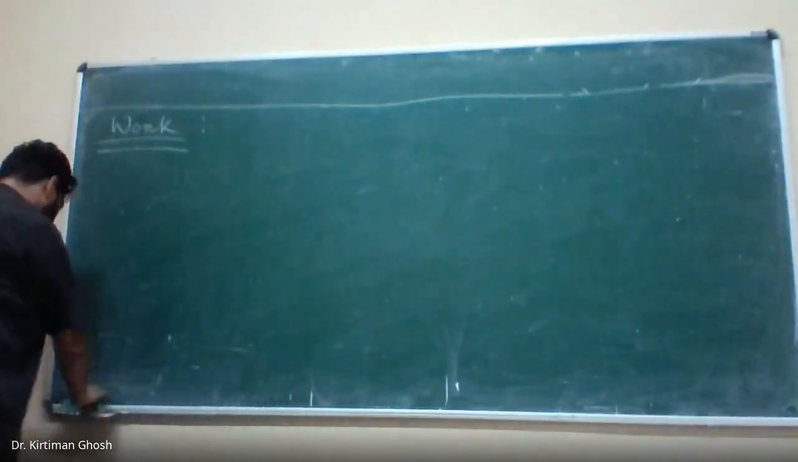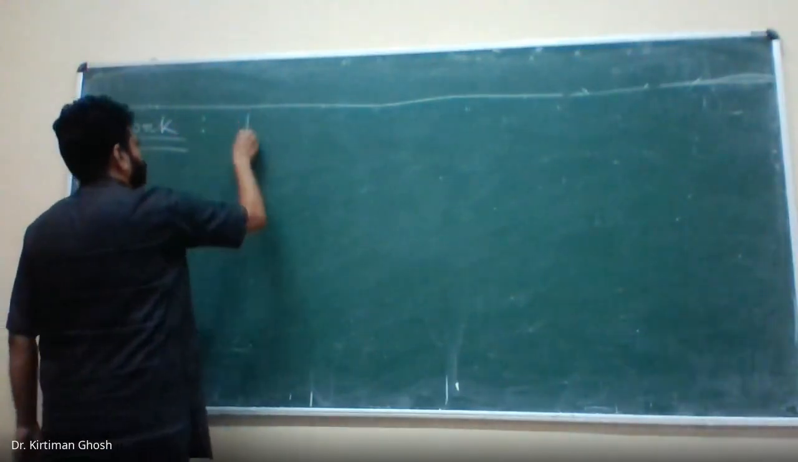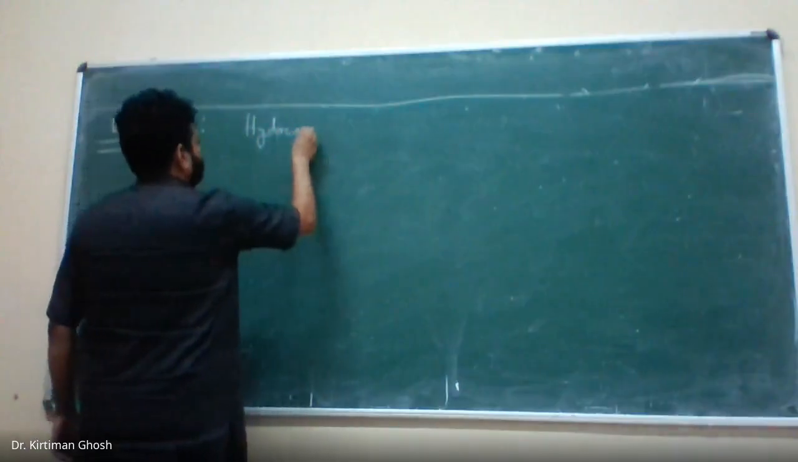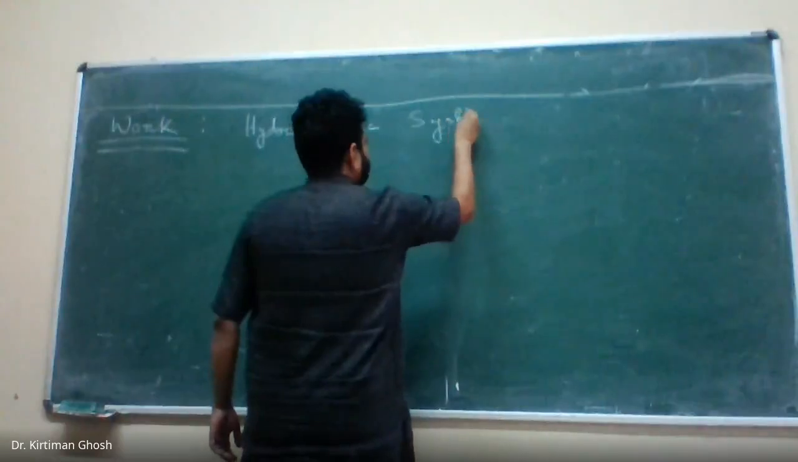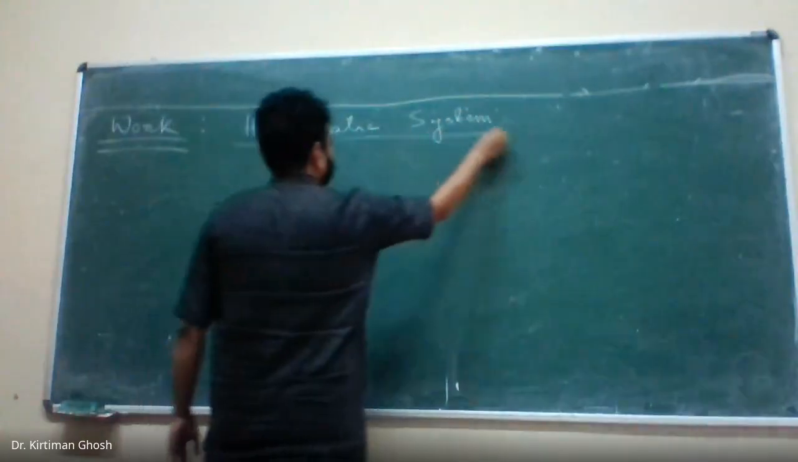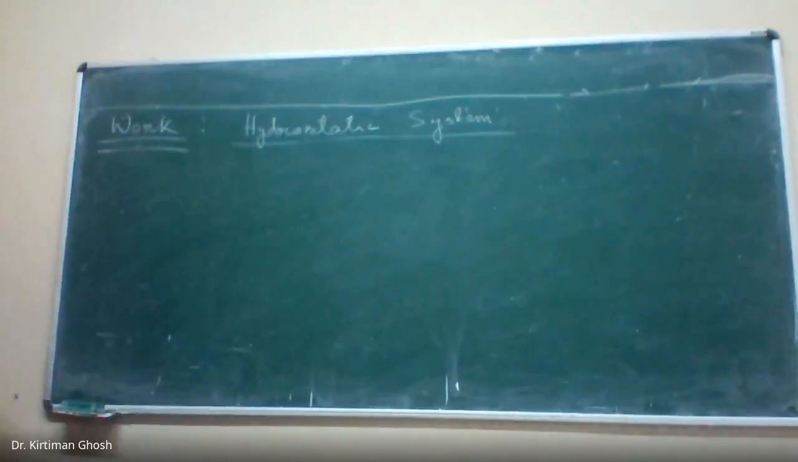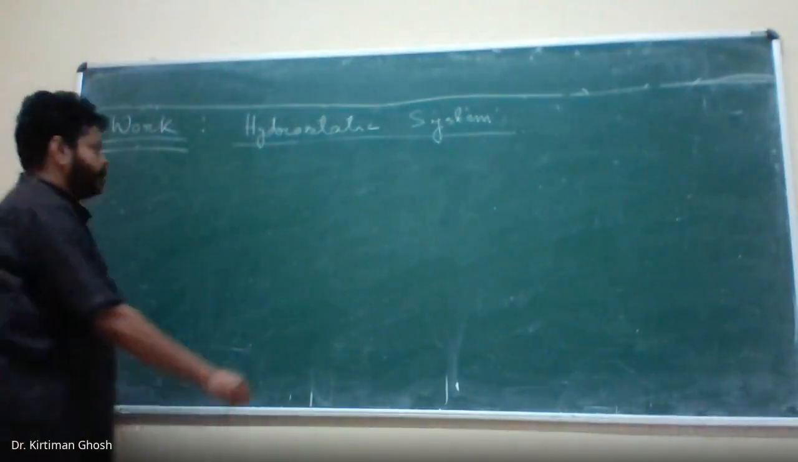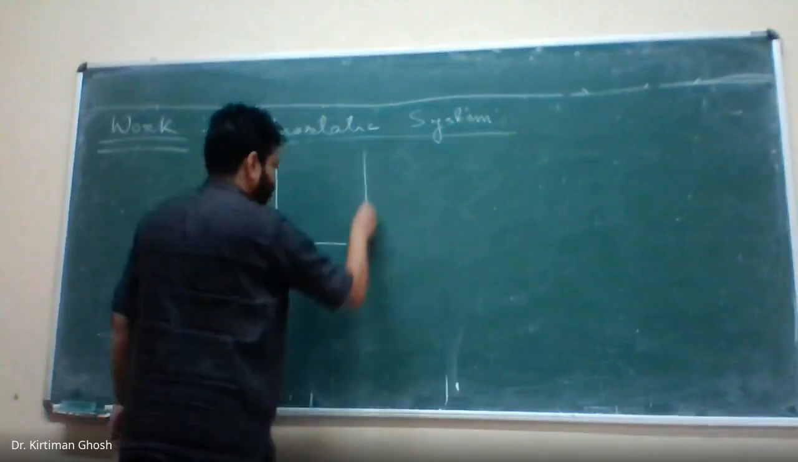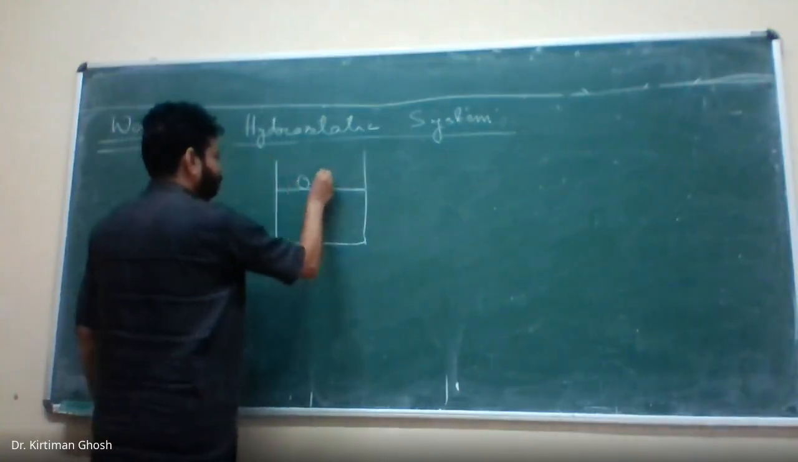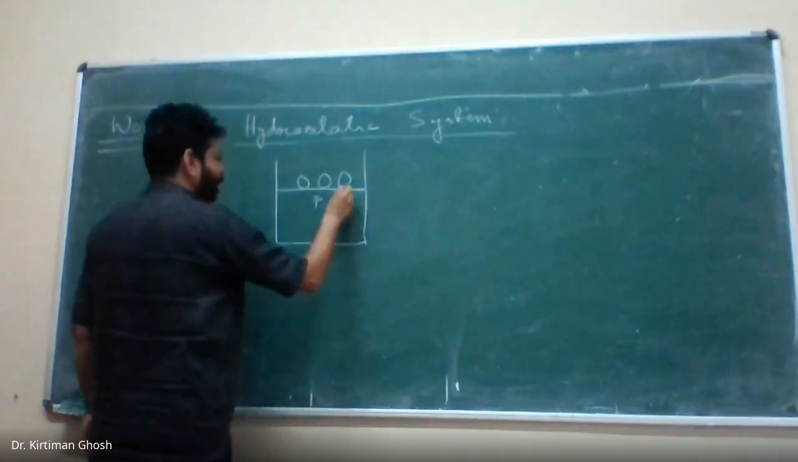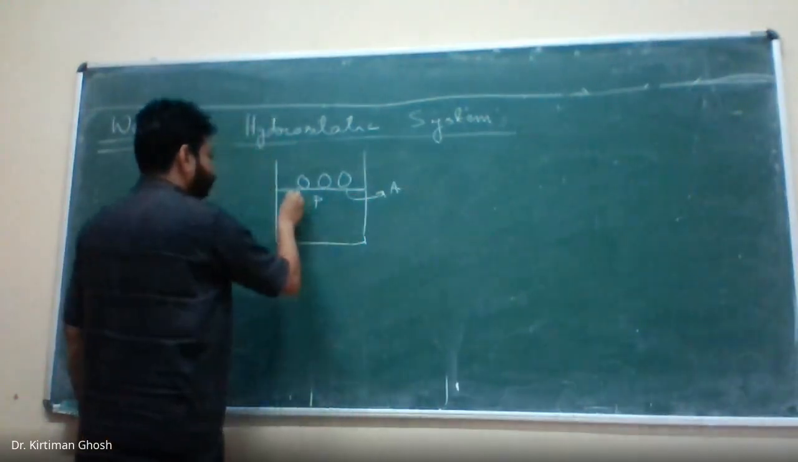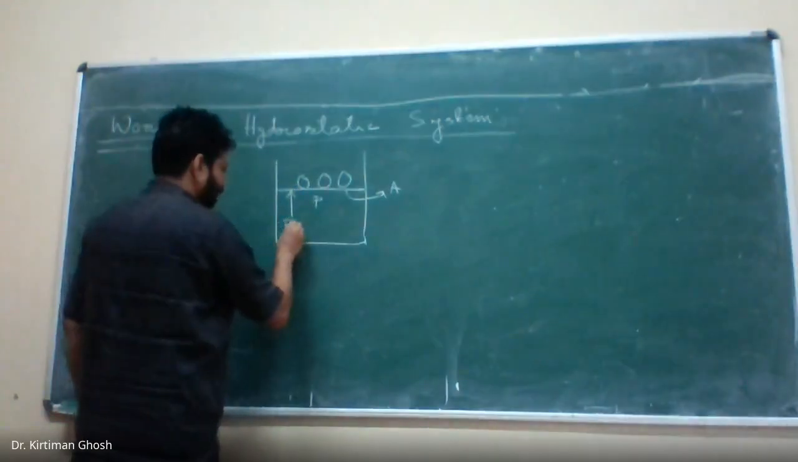We will be calculating work for different thermodynamic systems. Let us start with the simplest one, that is a hydrostatic system, a system of gases. There are some weights. The gas has some volume V, some pressure P, and the area of this piston is A. So the force acting on this piston is obviously P times A.